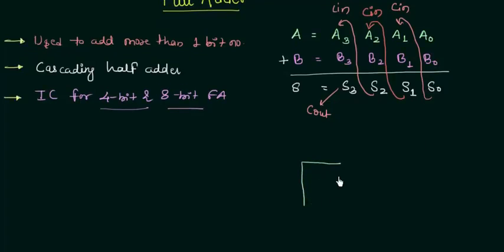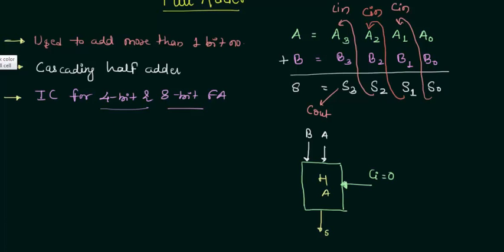A half adder has 2 inputs and 2 outputs. Let's make the 2 inputs this way. This is B, this is A, the 2 numbers that we want to add, single-bit numbers, and we assume in the half adder the carry input equals 0, which I have already explained in the previous lecture, and the sum S. So this is our half adder.